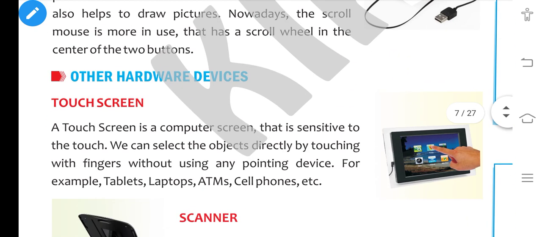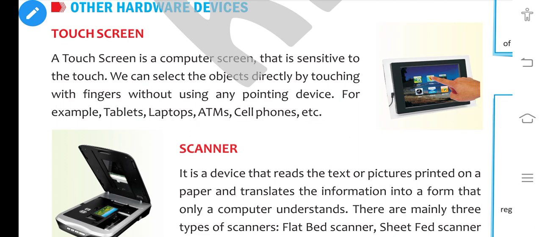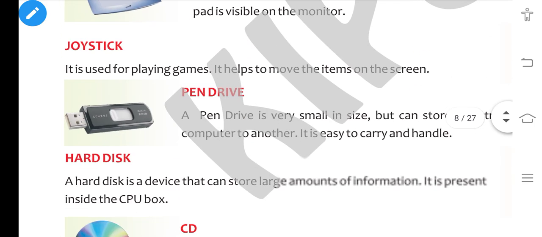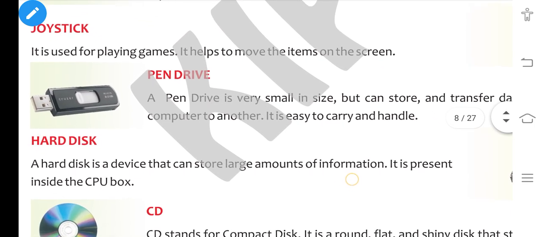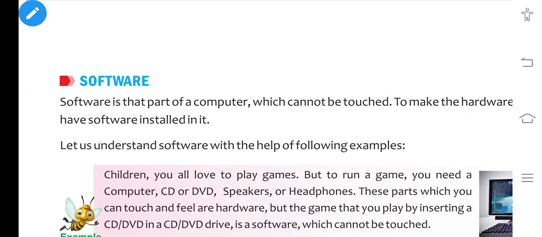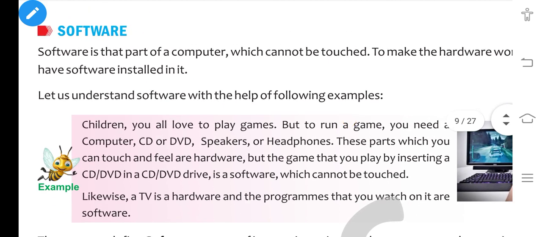Now, other than those four parts of computers, some other devices are also there that are hardware. We can see some more examples for the hardware devices: touch screen, scanner, printer, plotter, speaker, light pen, joystick, pen drive, hard disk, CD and microphone. These are some additional parts of computer which we can touch with our hands. It means these are also hardware devices.